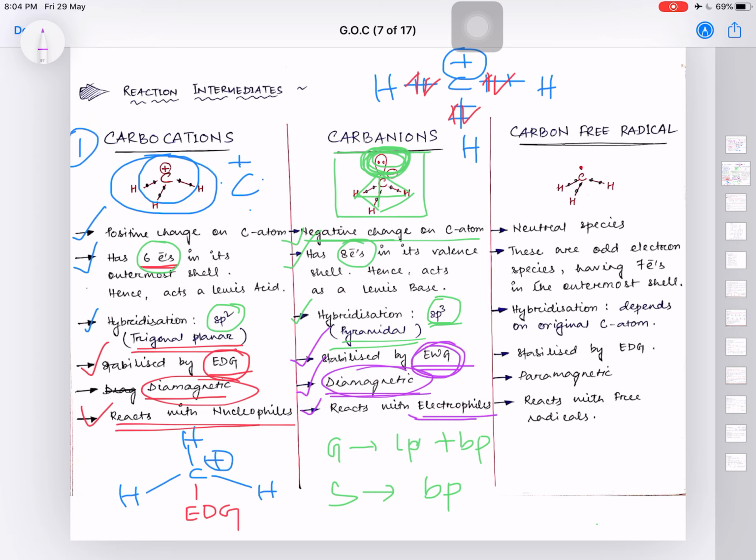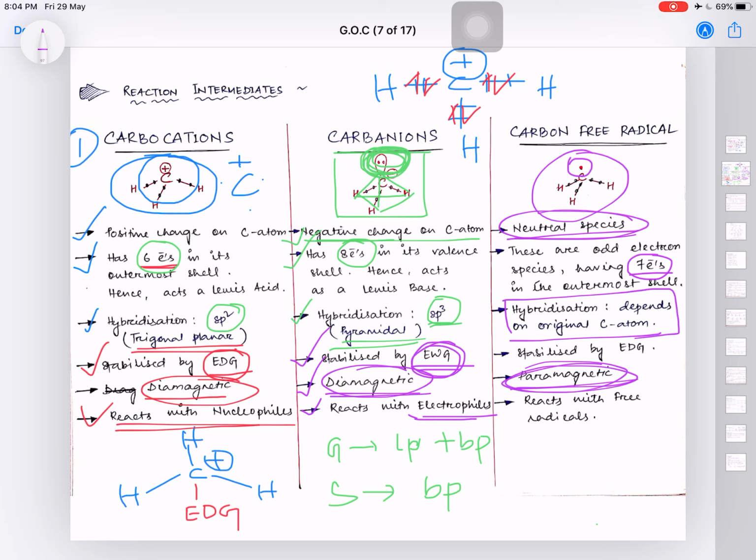Third one is carbon free radicals. These are neutral species, meaning they do not have any charge. The carbon has 4 electrons and reacts with 3 hydrogens, so 3 electrons are used and 1 electron is left on the carbon. That's why it is called a free radical. In total it has 7 electrons in its valence shell. Seven is an odd number of electrons, so it is paramagnetic in nature because you have one unpaired electron.